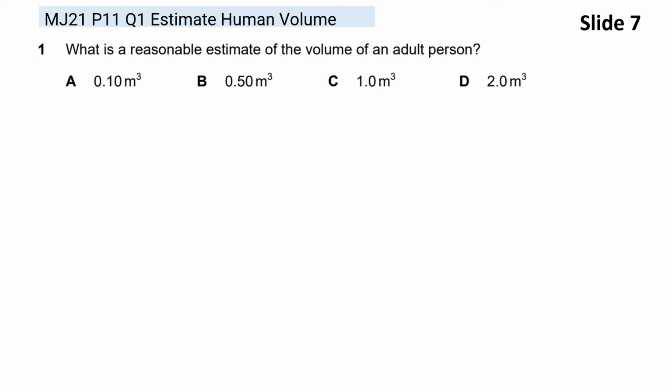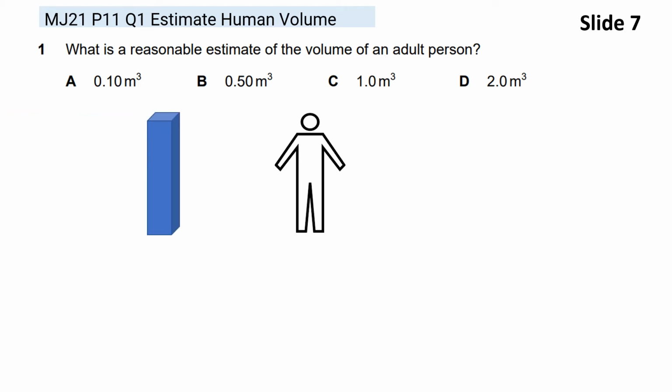So the first question, what is a reasonable estimate of the volume of an adult person? Your first thing is to imagine a person and imagine some shape that you can work with. Let's say the shape of a rectangle, kind of, and a cylindrical shape. Now, according to our estimation table, we can say that the height of a person is 1.5 meter.